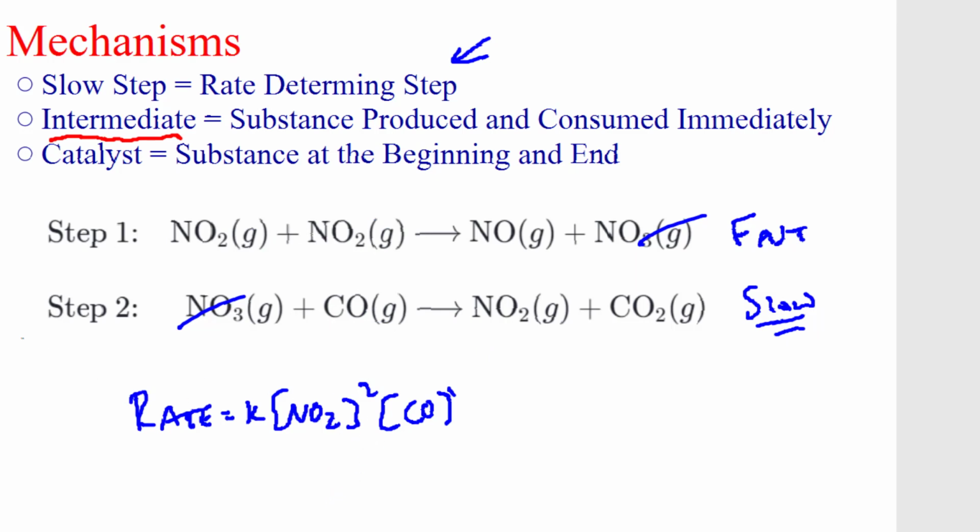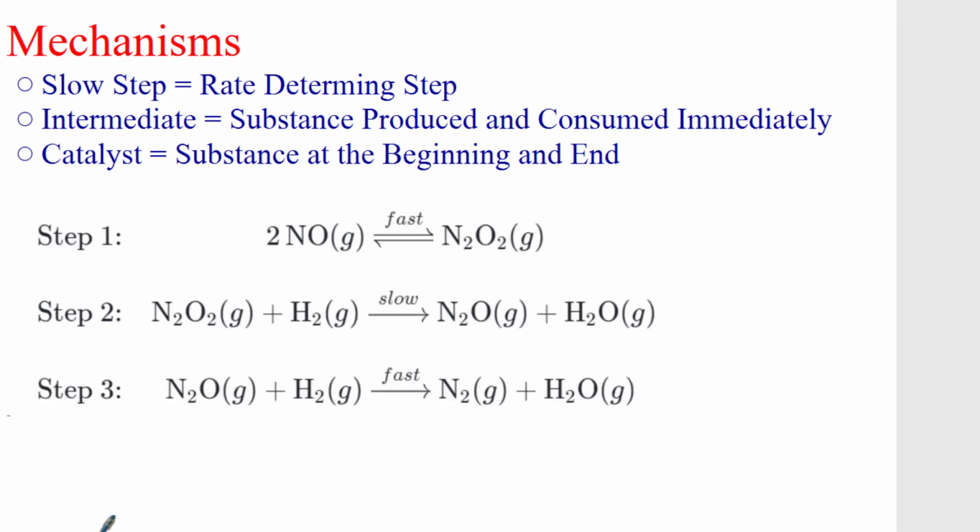And so that is called mechanisms. Let me give you one more example here. You can see we have a 3-step mechanism, and you can see the first step is fast, the second step is slow. The second step is your rate determining step. That's going to determine the rate.